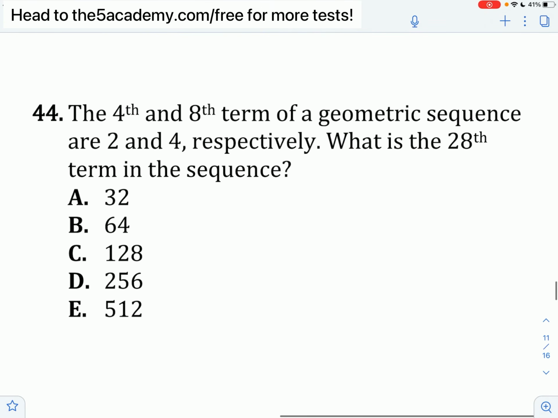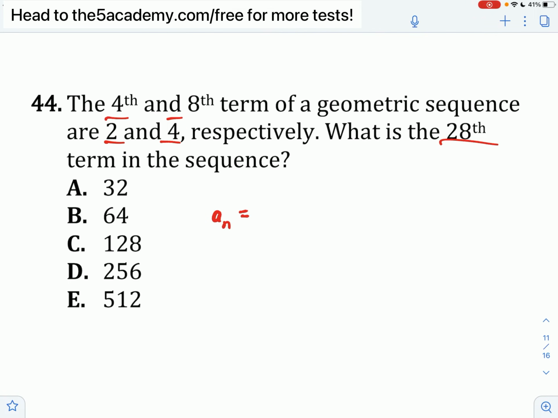The 4th and 8th term of a geometric sequence are 2 and 4. What is the 28th term in the sequence? Okay, so what we're going to do is plug these terms into the general form of the geometric sequence. This is the general form.